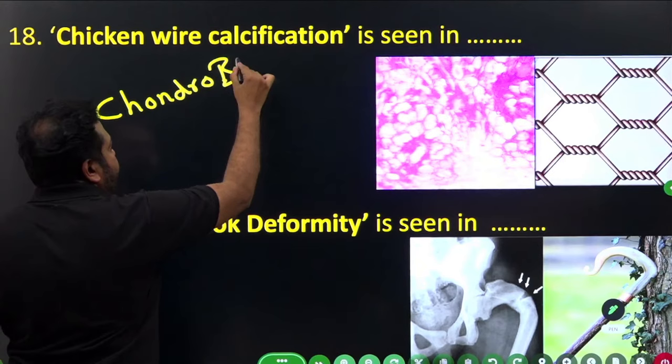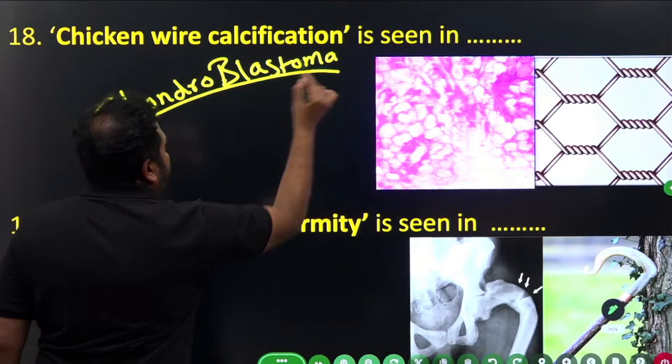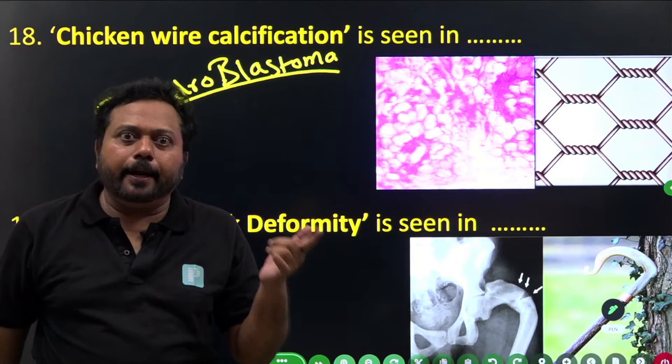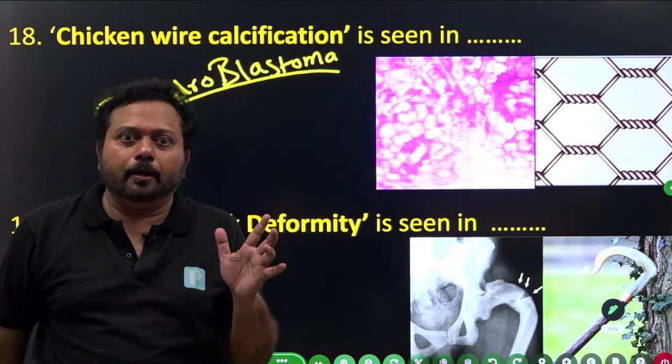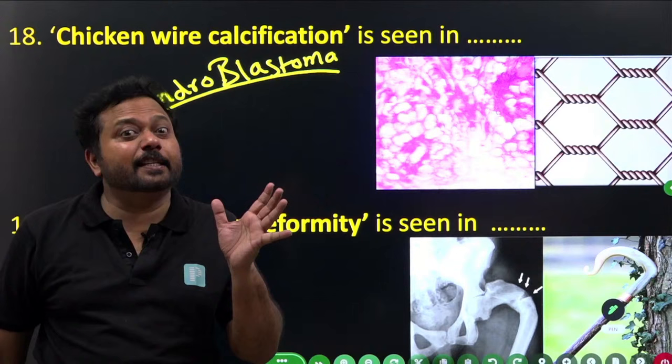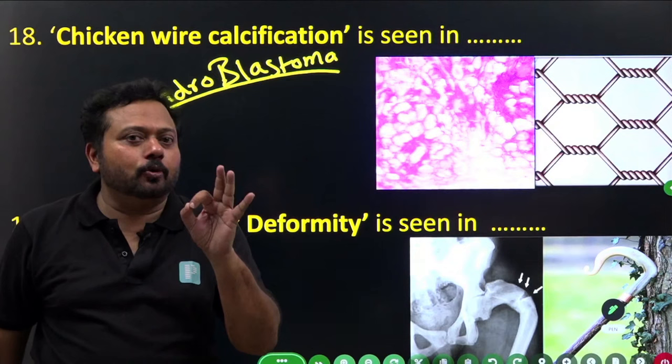Chondroblastoma. Okay. Chondroblastoma, what we had seen was a radiological feature. Radiological features of chondroblastoma, what we had seen? Stippled calcification, mottled calcification. Okay. Lytic lesion in the epiphysis in a child of 10 years. That is radiological. Histopathologically, chondroblastoma will show you a classical chicken wire calcification.